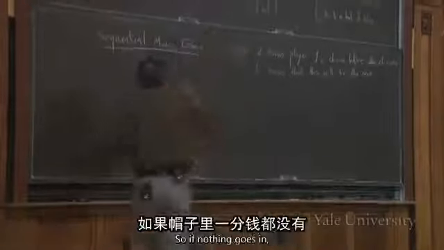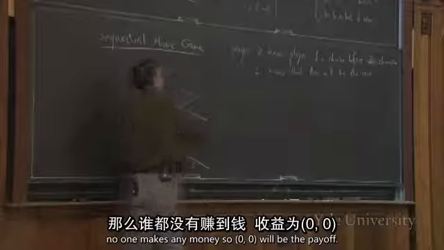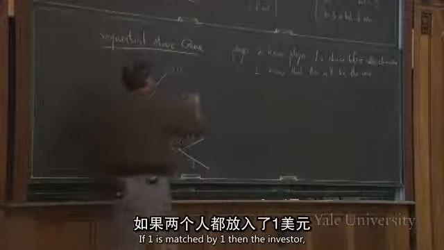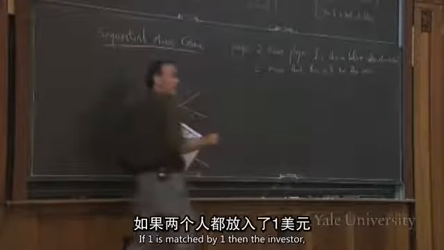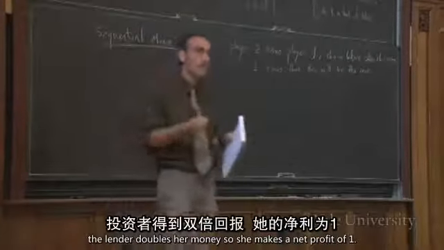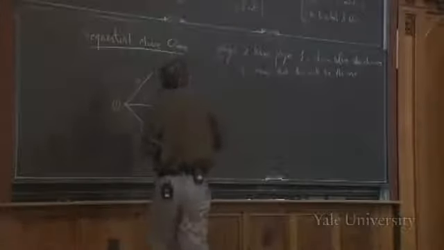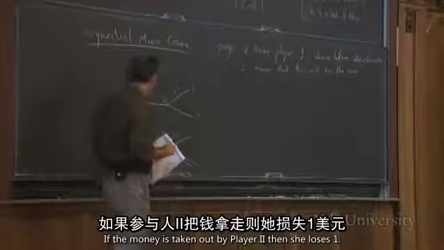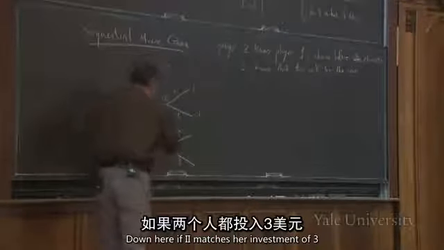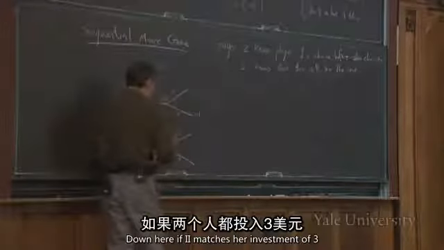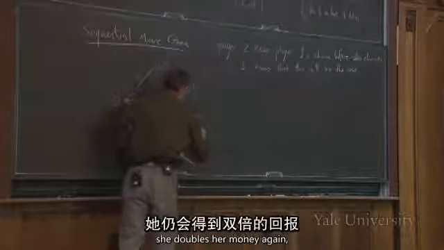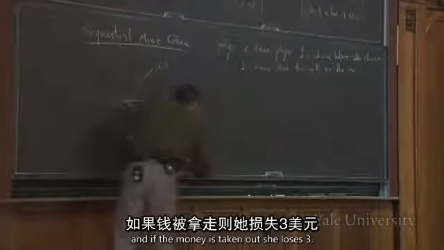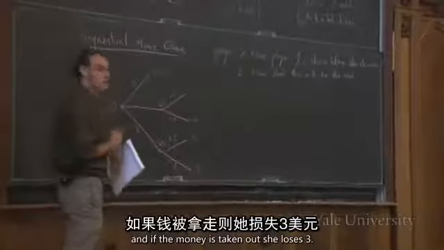So if nothing goes in, no one makes any money, so 0, 0 will be the payoff. If 1 is matched by 1, then the investor, the lender, doubles her money, so she makes a net profit of 1. If the money is taken out by player 2, then she loses 1. Right down here, if 2 matches her investment of 3, she doubles her money again, so she makes a net profit of 3. And if the money is taken out, she loses 3. Everyone all right with that?